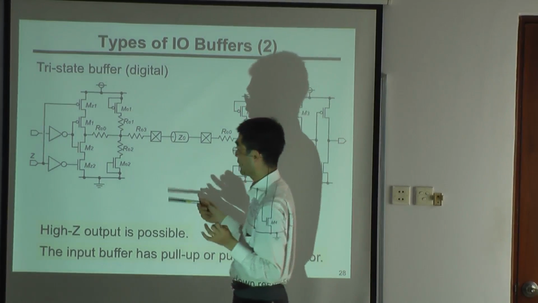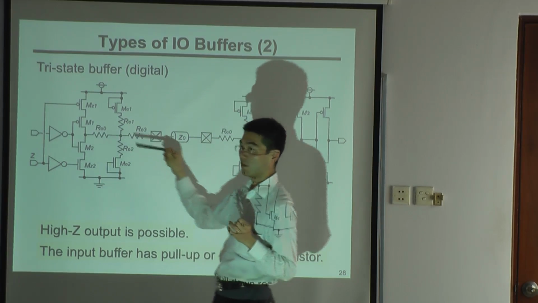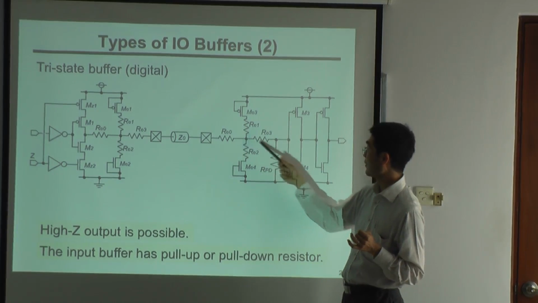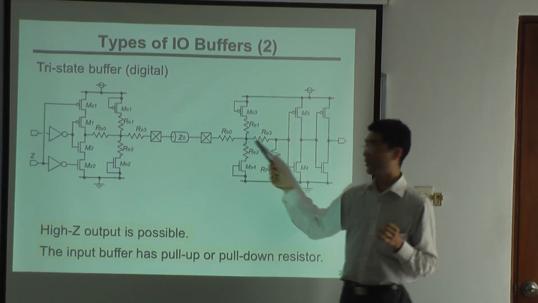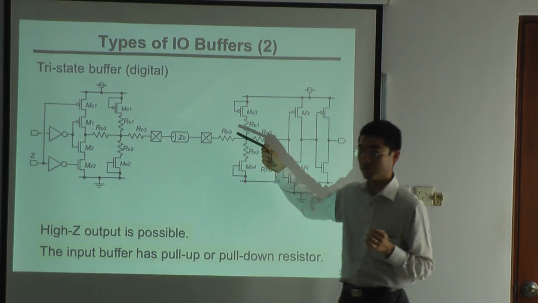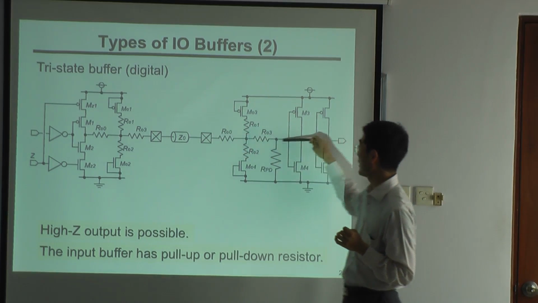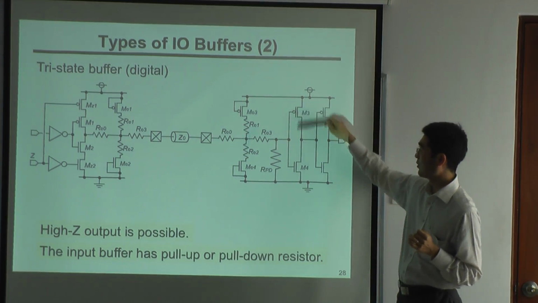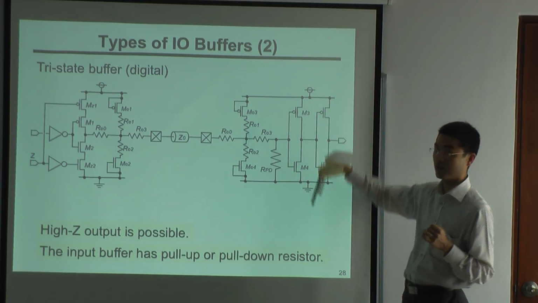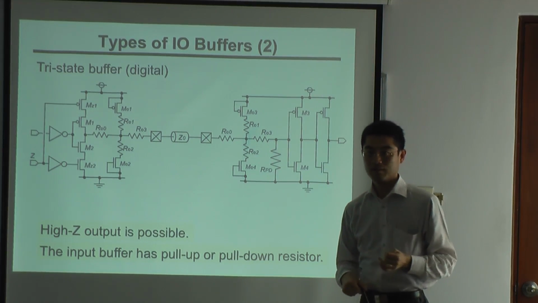So for high Z, this is seen from here as open. So when open, this voltage is unstable. Let's say this becomes half VDD. With half VDD, these transistors are partially on, and there is current from VDD to ground, and it will consume our power, which we don't like.